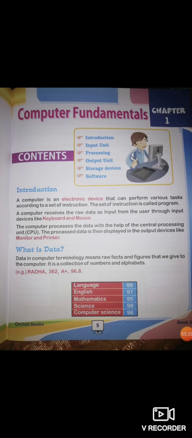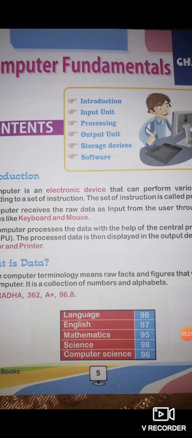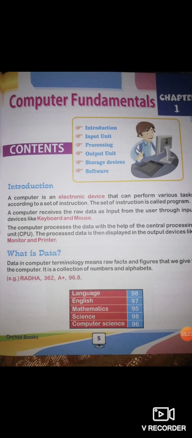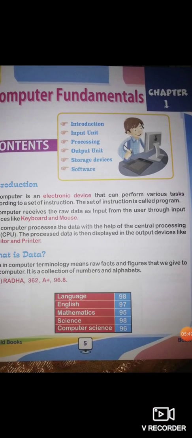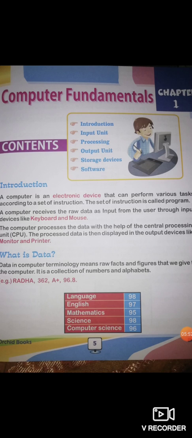Okay, and then the next topic is what is data. You can see the picture here. For example, Radha, 362, A plus, 96.8. So this is actually called data. Can we understand anything from these four pieces of data given? No, it is just a raw fact. So data means raw facts and figures that we give to the computer. We are just going to type them into the computer.